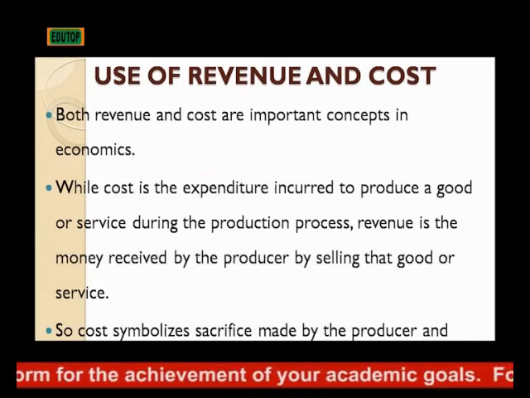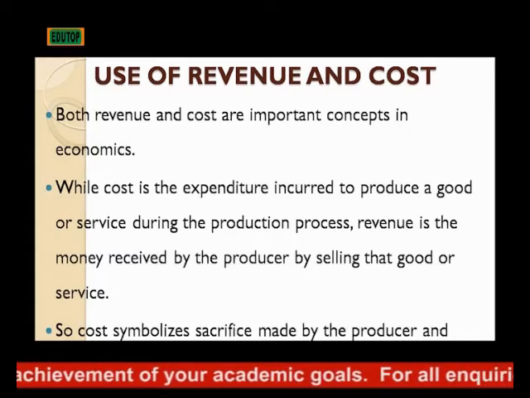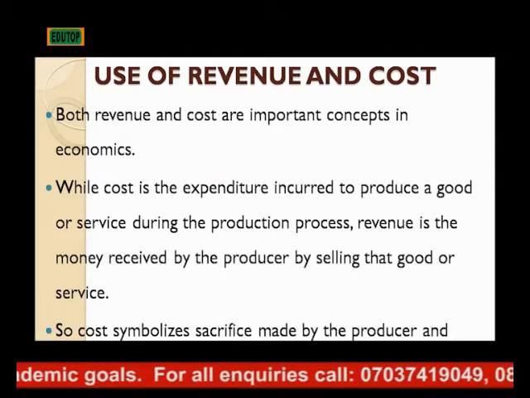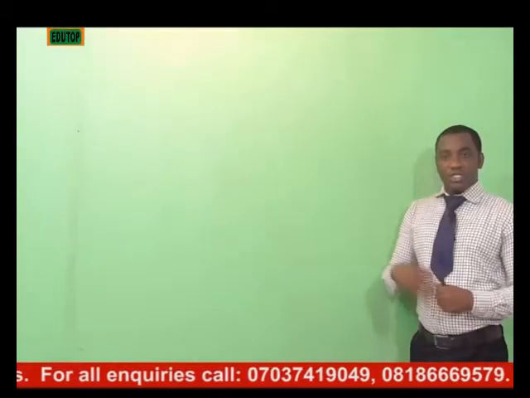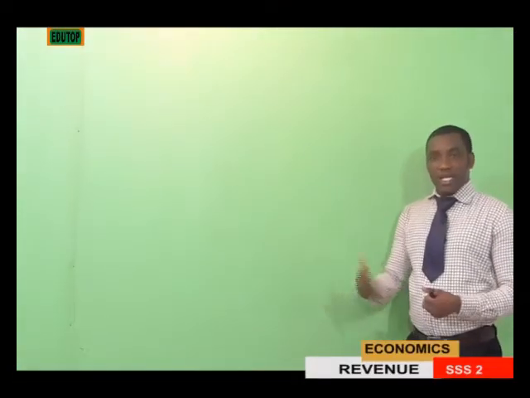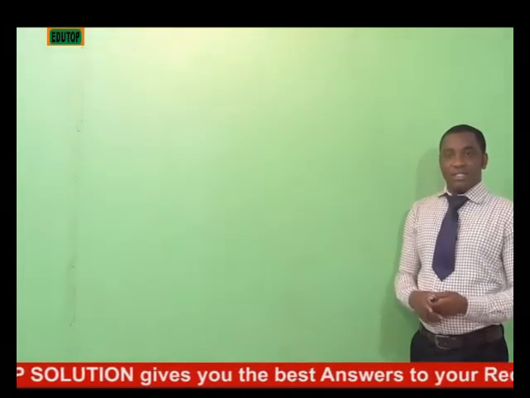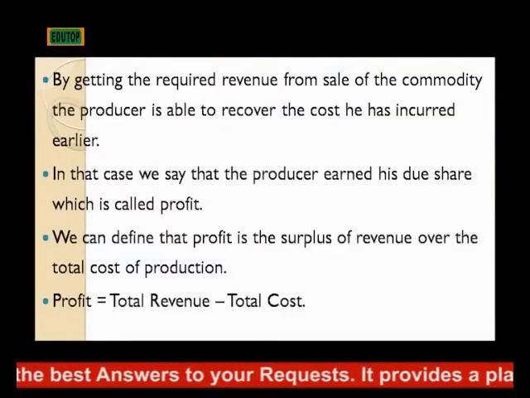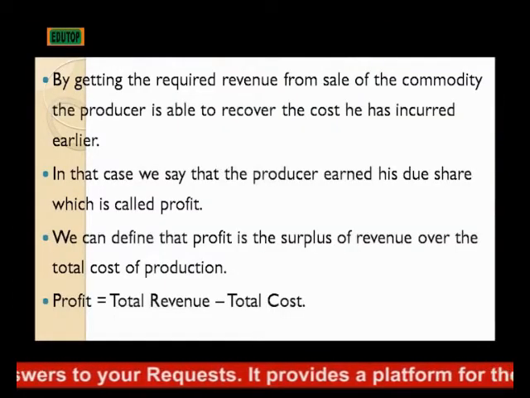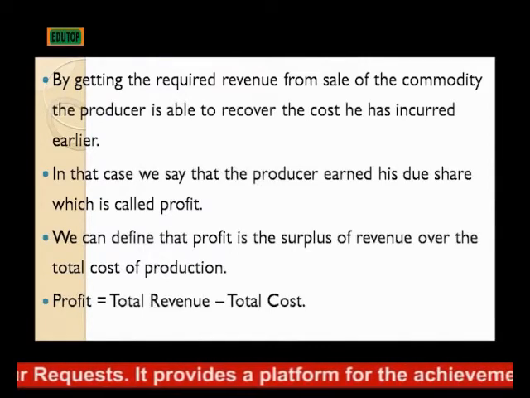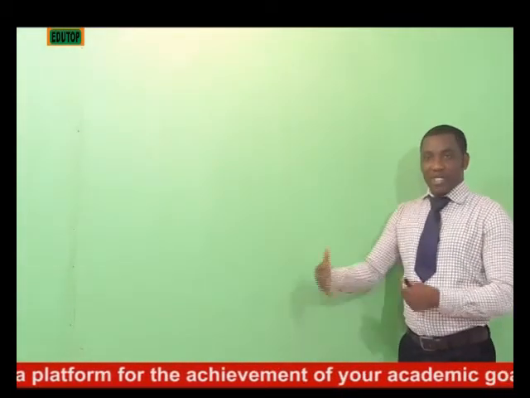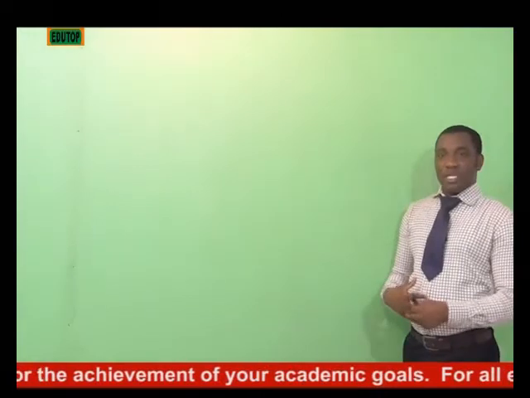While the revenue is like the output, the result of the production process, the income that was realized from the production process. So cost symbolizes sacrifice made by the producer, and the revenue symbolizes gain for the producer. That is the difference between the two. By getting the required revenue from sales of the commodity, the producer is able to recover the cost he has incurred earlier. That means, in a normal and ideal situation, the revenue is supposed to be more than the cost. That is, the gain is supposed to be more than the sacrifice.